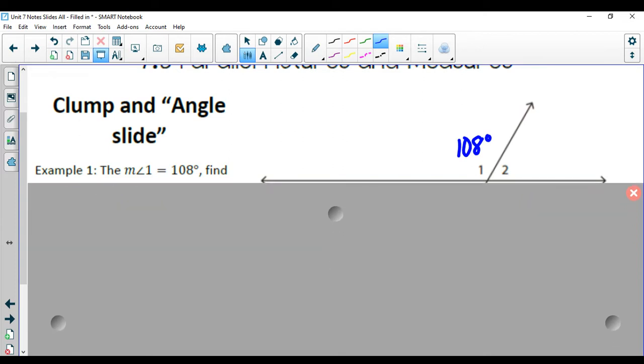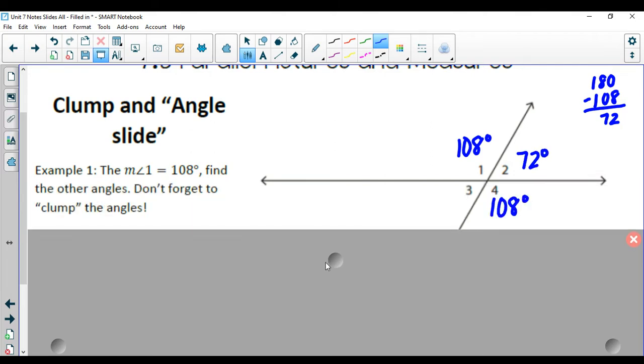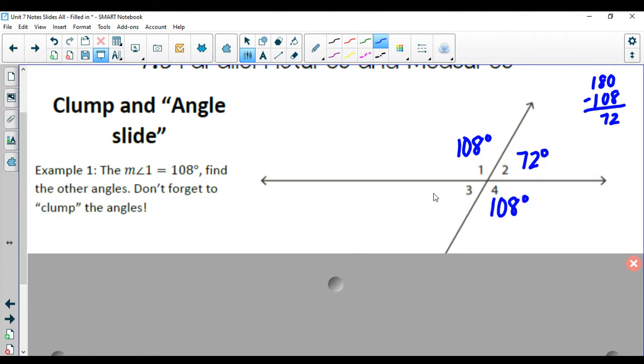If I focus just on angles 1 and 2, they create a linear pair for me. So in order to find angle 2, I would be doing 180 minus that 108, which is already there. That's going to give me 72 degrees remaining. So that tells me that angle 2 is 72 degrees. Because angle 2 is vertical to angle 3, I also know that angle 3 is 72 degrees, which makes sense because 1 and 3 are linear pairs, and 3 and 4 are also linear pairs. So this angle clump has pretty much worked out.